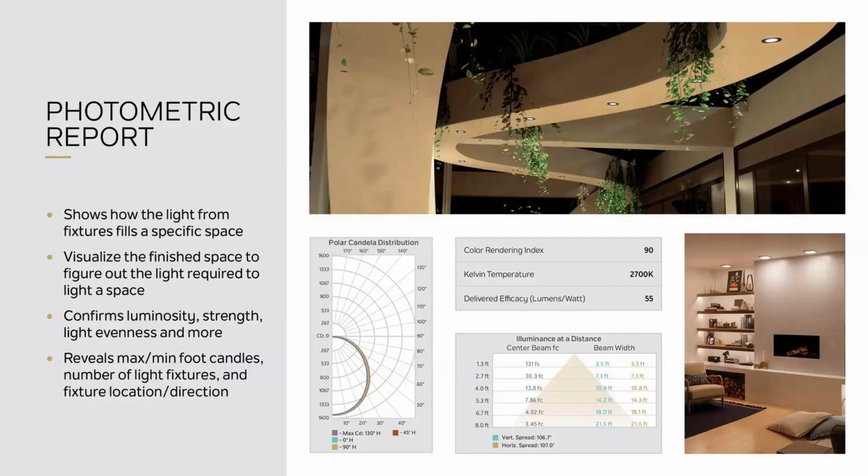But what I really want you to walk away from this screen with is three elements, and they're in the middle of the screen. They are the color rendering index, better known as CRI, the Kelvin temperature, and the delivered efficacy, located, as I mentioned, right in the center of the report.